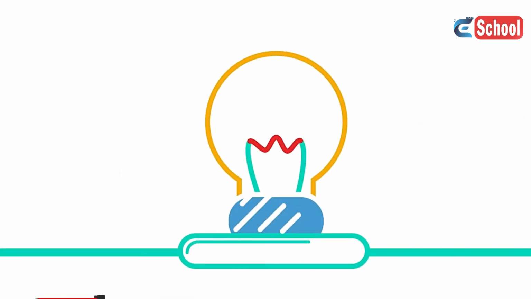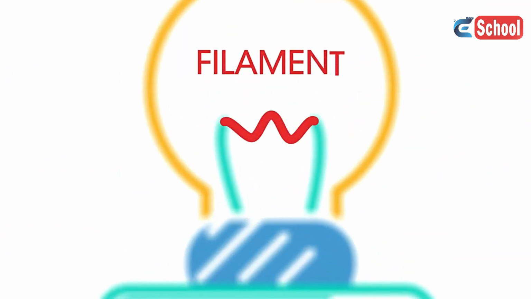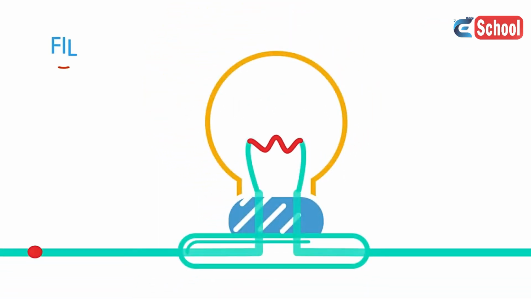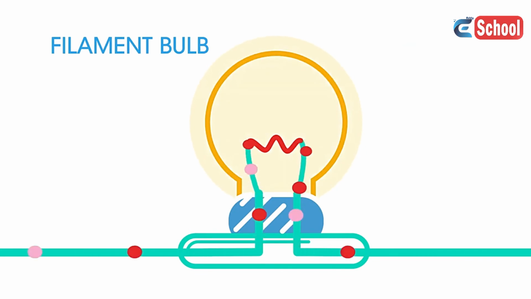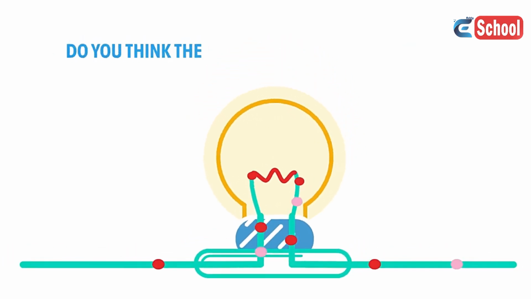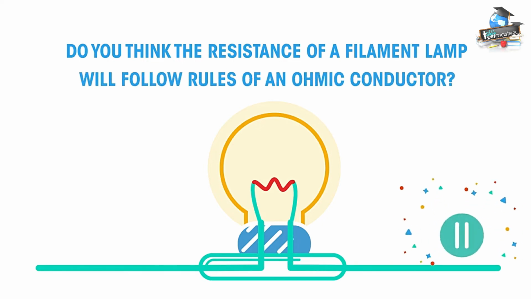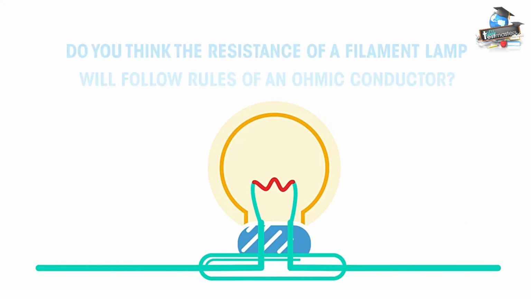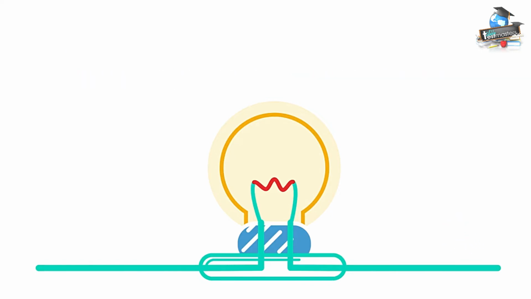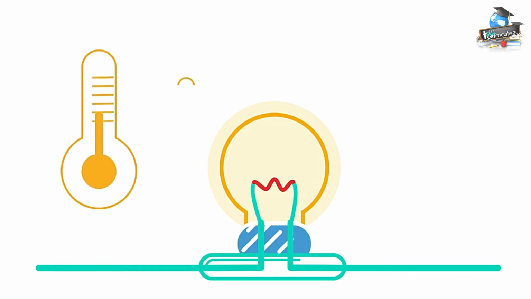A filament bulb contains a thin coil of a wire called the filament. This heats up when an electric current passes through it and produces light as a result. Do you think the resistance of a filament lamp will follow the rules of an ohmic conductor? Why? Pause the video while you think. No, it doesn't follow the rules of an ohmic conductor because the wire gets hot, increasing its resistance.